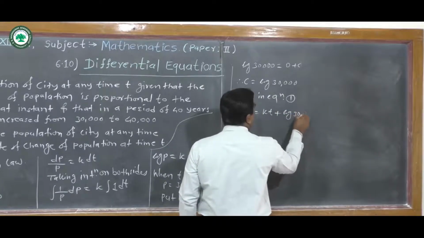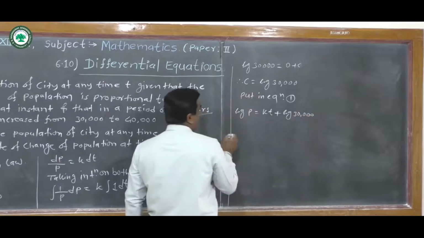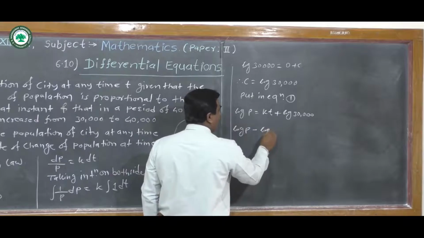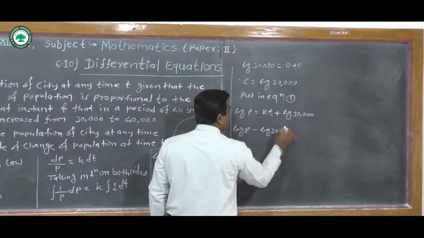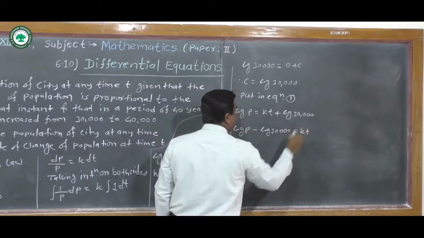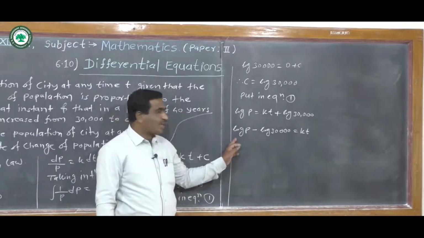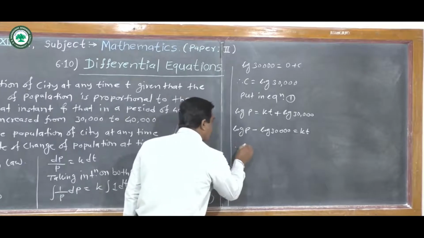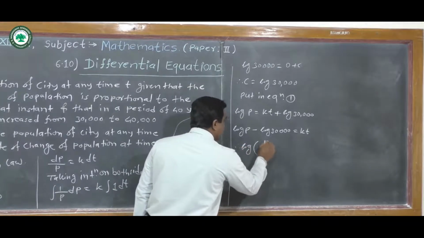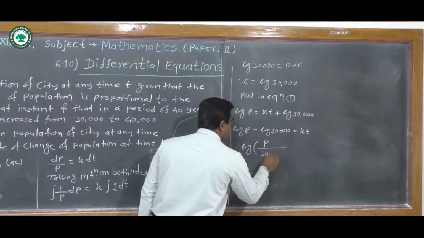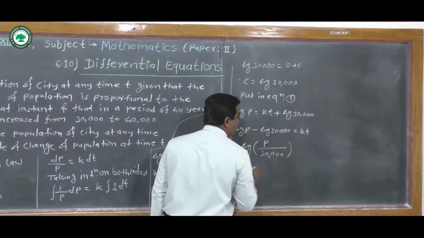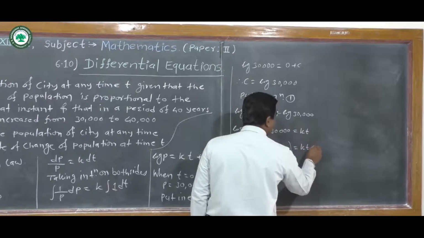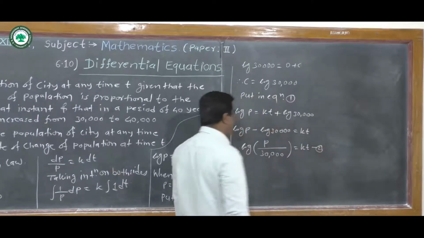We can write this as log P minus log of 30,000 is equal to kt. Now we can use here the formula log a minus log b equal to log a upon b. Therefore, log of P upon 30,000 is equal to kt. Say this as equation number second.